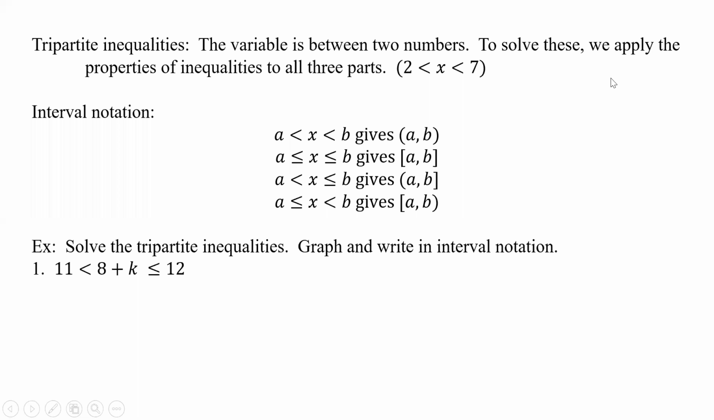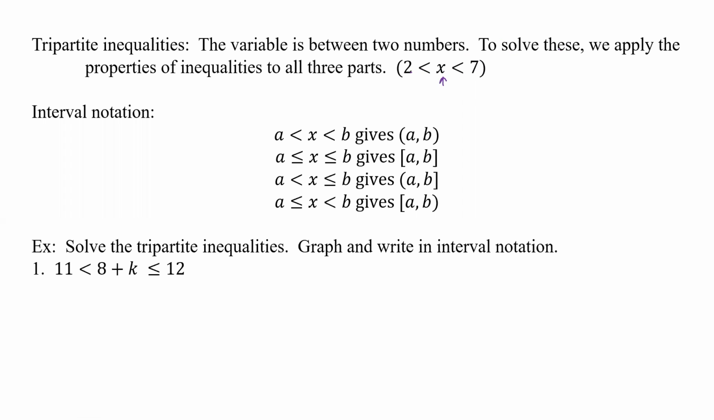All right, so the next one is a special type of inequality, and it's called a tripartite inequality. What happens is the variable is between two numbers. So as we see here in our example, x is greater than 2, but less than 7. So we know that's the range where x is going to be.